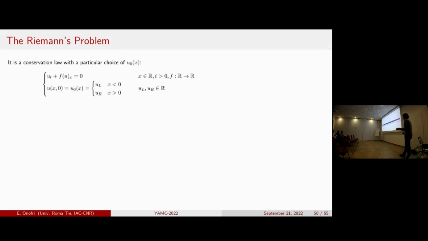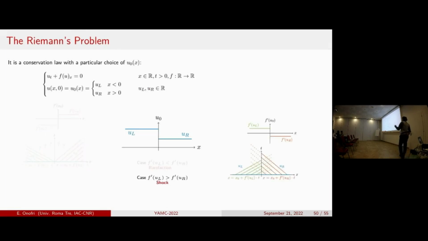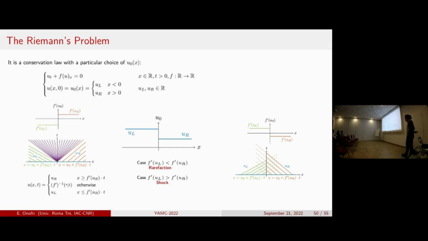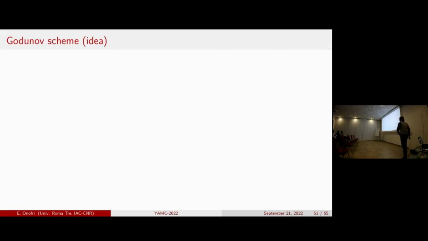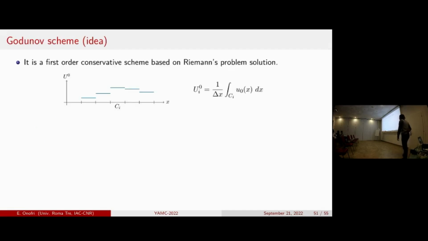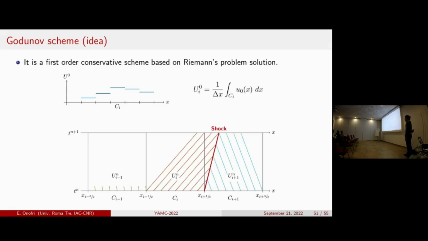So, the Riemann problem, I will skip it because you already know the solution. So we know that we can have rarefaction and shock curves, and the solution of a rarefaction is a rarefaction fan, while the solution of the Riemann problem with a shock is a shock curve that for some reason should have been here. And the Godunov scheme idea is that we can use this part of theory in order to obtain a real solution of the model.